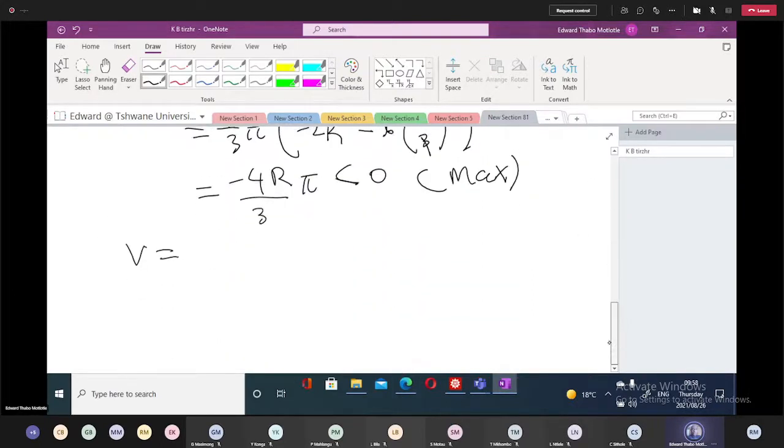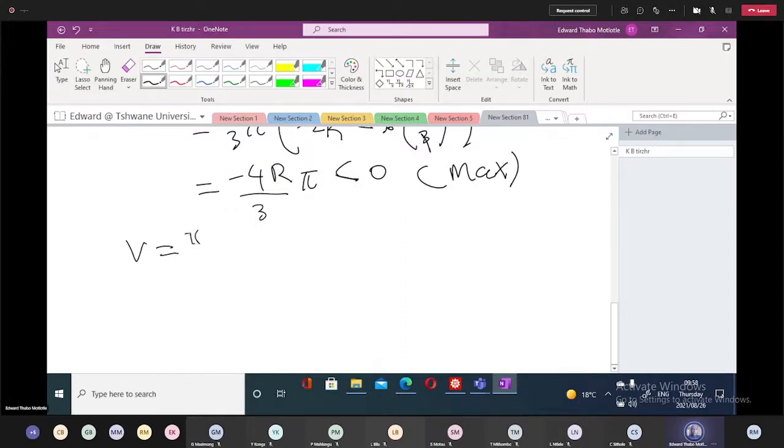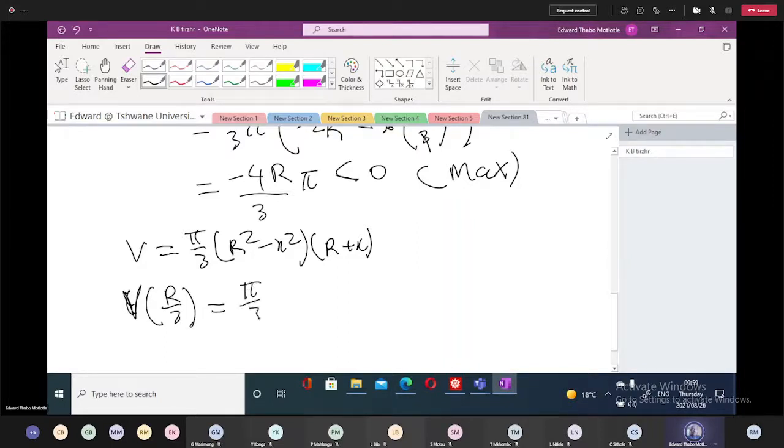So we have pi over 3. I want to copy the equation that I'm going to substitute in. It's r squared minus x squared, r plus x. I'm looking for the volume at x equals r over 3, so I'm substituting r over 3. So it's pi over 3, r squared minus r over 3 squared, multiplied by r plus r over 3. I want to determine if I'm going to get that value.